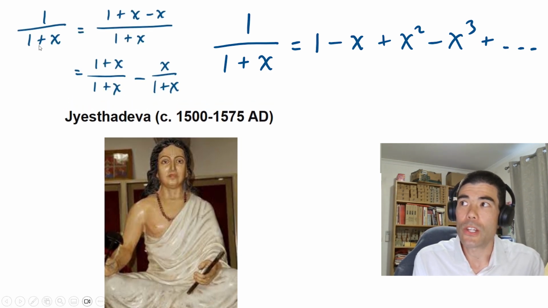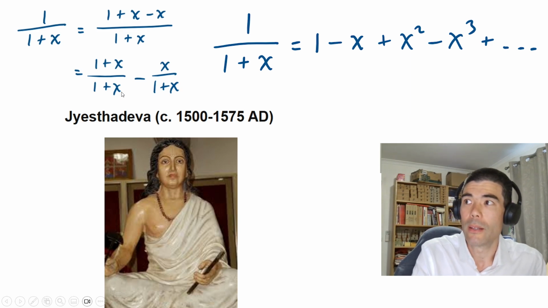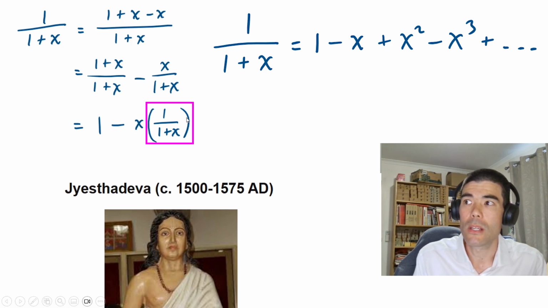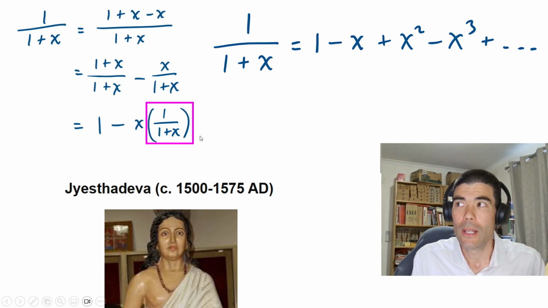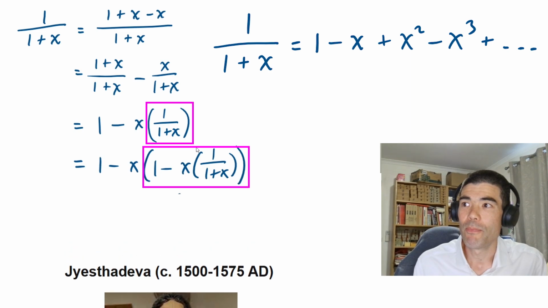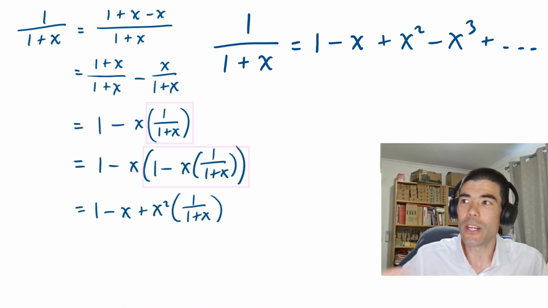Break up this fraction. Well, just add x and subtract x on the top. Okay, nothing too clever there. But then we can break up this fraction into 1 plus x over 1 plus x. Well, that's just 1. Okay, so we have 1 minus x times 1 over 1 plus x. Well, that's exactly what we started with. So what we can do then is replace this 1 over 1 plus x with this whole expression here. And we get this like iterating thing.